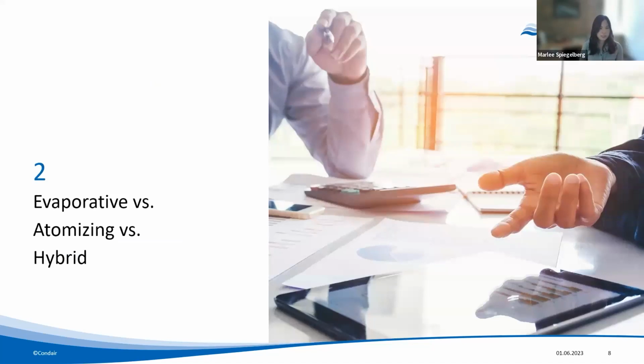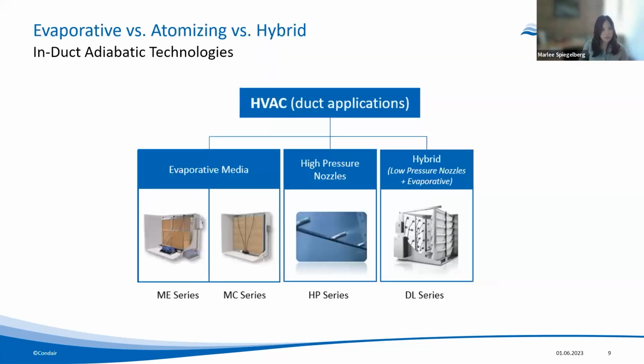So next we'll compare these adiabatic technologies we just talked about, the evaporative versus atomizing versus that hybrid system that I mentioned. So common in-duct adiabatic technologies we see in the market are evaporative media and high pressure. Evaporative media that Condair offers are the ME and the MC series. We also have the HP series high pressure system. And then we have that DL hybrid system, which is a combination of low pressure nozzles and evaporative media.